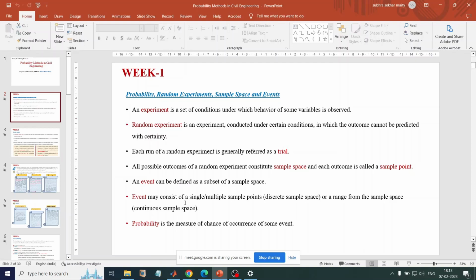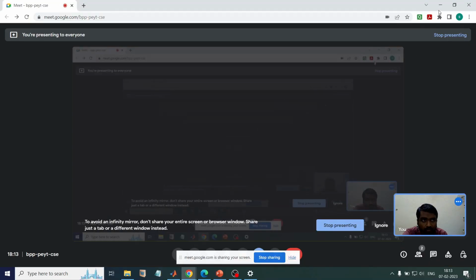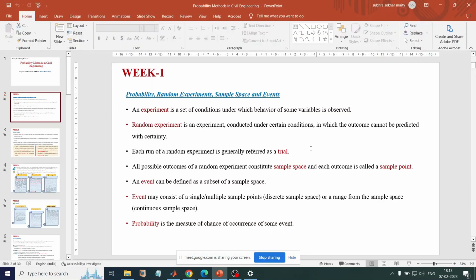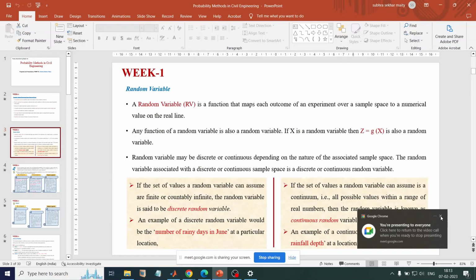What is probability? Probability is the measure of the chance of occurrence of some event. Now coming to the next slide.